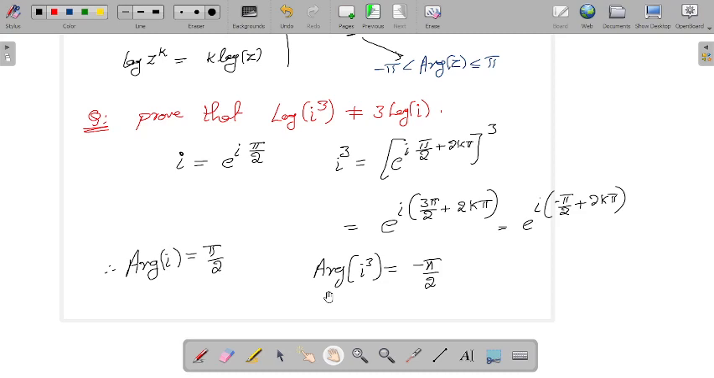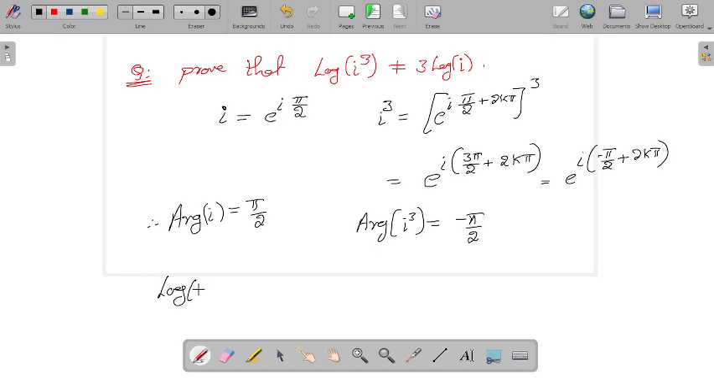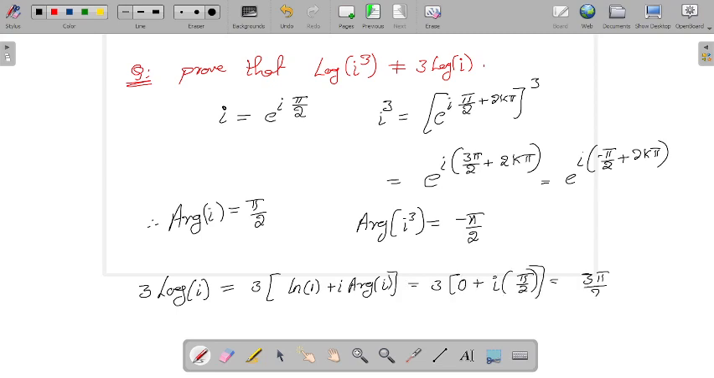So now log of i. You have 3 into log i, so let me write 3 into log i. So this is 3 times, the definition of this is ln of absolute value of i, that is 1, plus i times the principal argument of i. Which is nothing but 3 times 0 plus i times the principal argument, here pi by 2. When you multiply, you will get 3 pi by 2 into i. So this is 3 times log i.